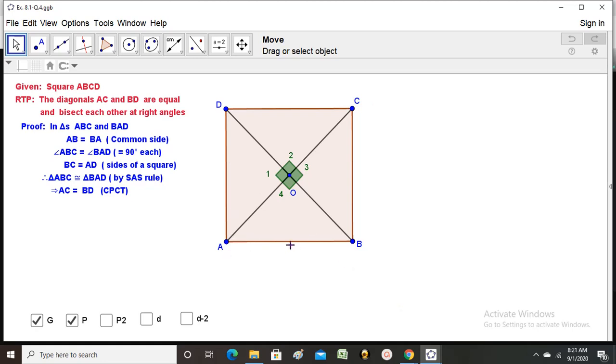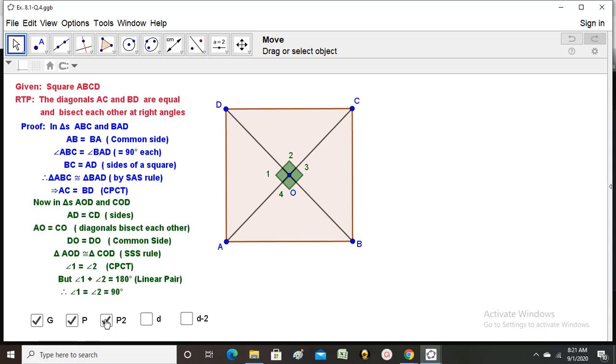AB equal to AB, that is the common side. Angle ABC equal to angle BAD, because each angle in a square is 90 degrees, so they are equal. BC equal to AD, again sides of the square, they are also equal. Therefore these two triangles are congruent by the SAS rule, and AC equals BD, as corresponding parts of congruent triangles. With this, we proved theoretically that the diagonals are equal.